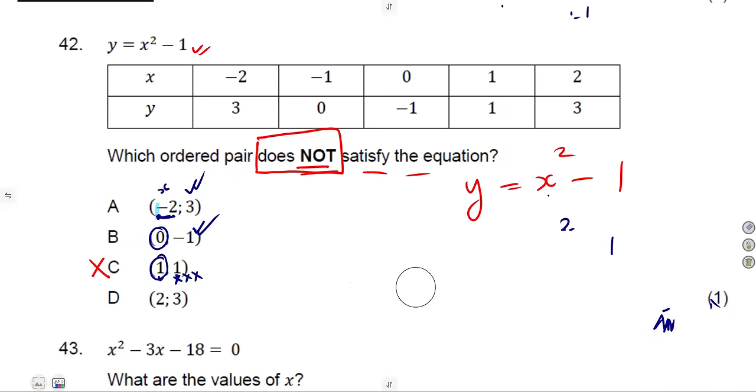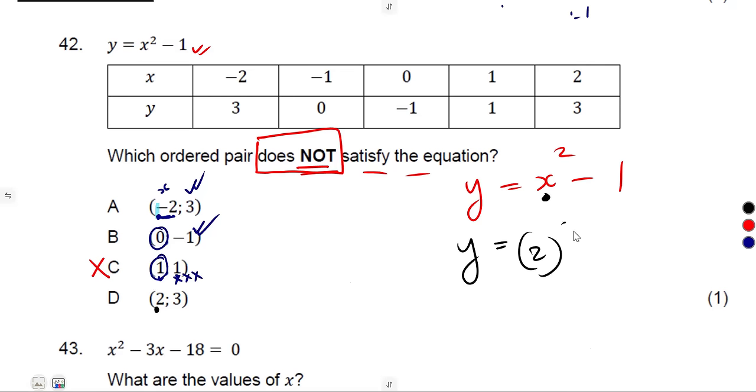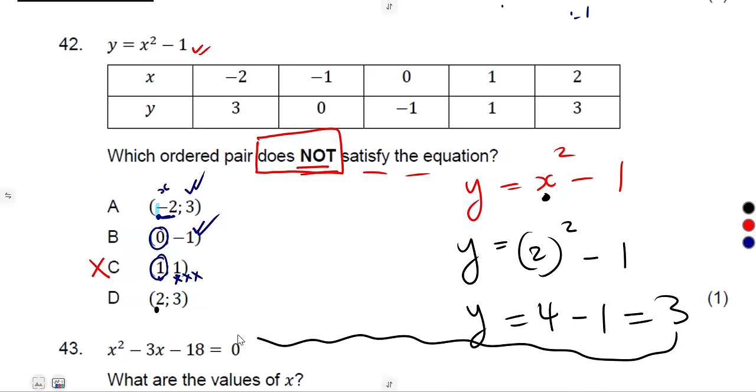Okay, let's consider the D condition and see if it does satisfy our equation. Y is equal to, for the x value, which is 2, 2 squared minus 1. So y is 2 squared, which is 4, minus 1, and that's 3. Is it the 3 that we are given there? So we can see exactly there is a 3, exactly the y value. So it does satisfy what we are given there. So of all these points, guys, it was only C which does not.